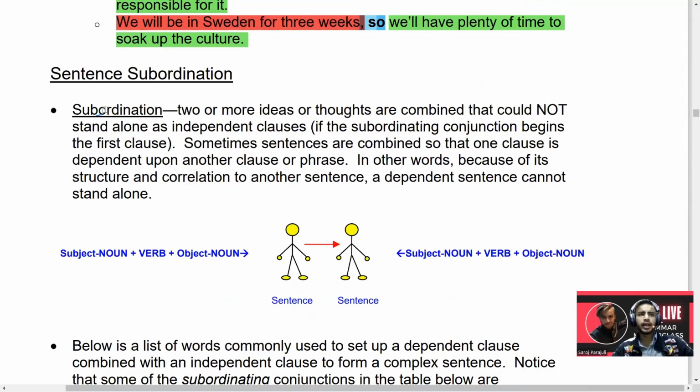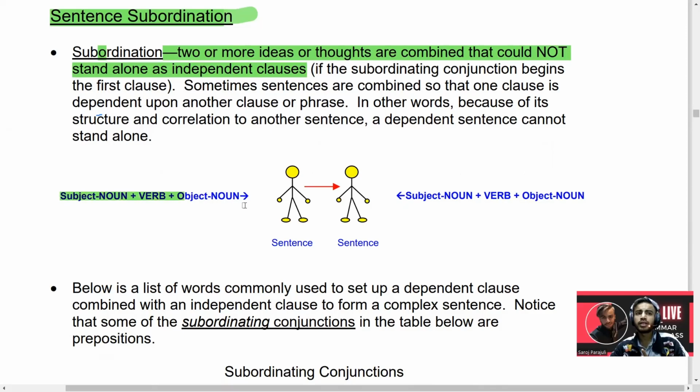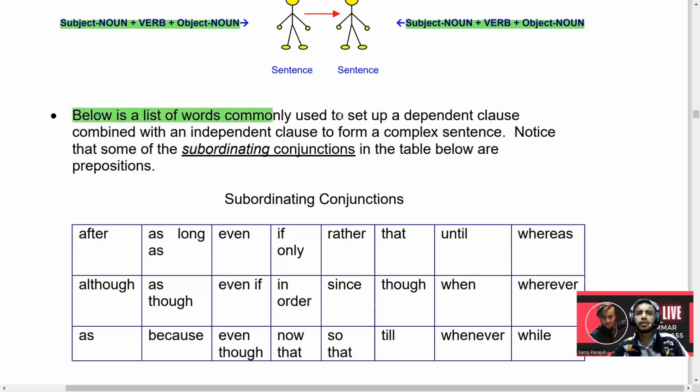Now let us have a look at sentence subordination. What are these things? It is two or more ideas or thoughts that are combined that could not stand alone as independent sentences. If two dependent sentences are combined by a subordinating word, we can make another complex sentence as well. Now let's see what happens. You can see subject, verb, and object is a complete sentence. Now you can see below is a list of words commonly used to set up a dependent clause combined with an independent sentence to form a complex sentence. One needs to be independent, another needs to be a dependent sentence.